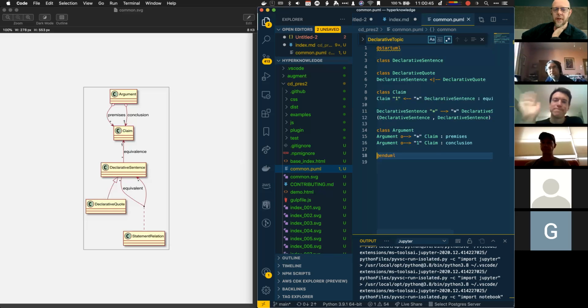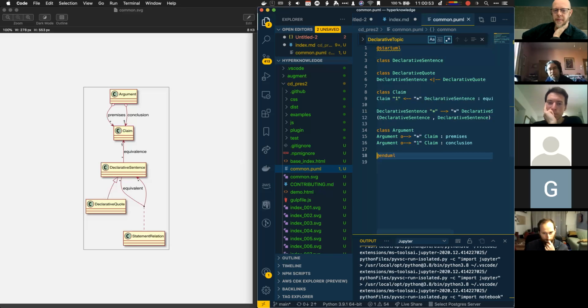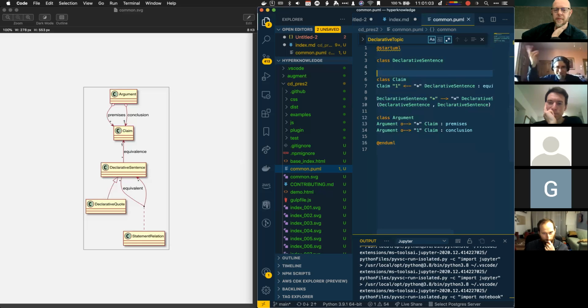So just one other note: is there a reason? Can't we really remove the declarative quote? Because when I asked that, you talked about declarative sentence and declarative topic, but declarative quote is just kind of a. Can we argue about that later? We can argue about that later. I was looking for a first thing to put, and that's what came to me. Sure. Sure.